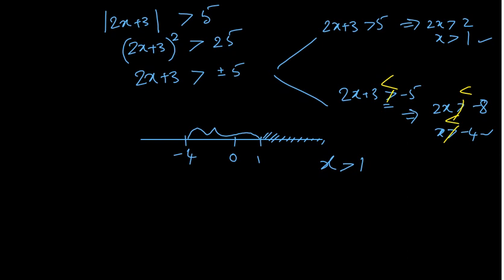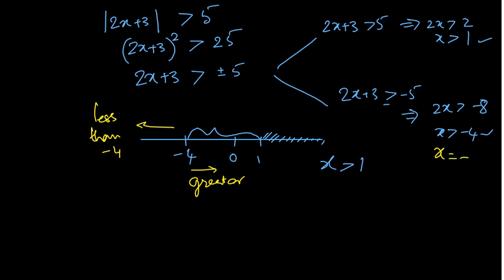Understood? Not understood? Or confusion? Go back. Yeah, this is what we had, right? So what do we mean by greater than minus 4? Greater than minus 4 is this side. This is greater. This side, if you go, it is called less than minus 4. But x greater than minus 4 means, for example, x equal to minus 3, and I put x equal to minus 3 in this. So 2 into minus 3 plus 3, which is minus 6 plus 3, is minus 3.